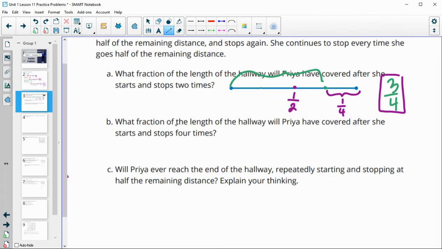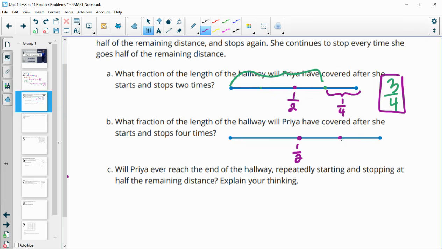So if we take a look at this, what fraction of the hallway will she have left if she starts and stops 4 times? Here she's halfway, so she's got half of it left. Then she's going to stop another half of the way, so now the remaining distance is 1/4. Then she's going to stop again, and half of a fourth is an eighth. So now this amount is 1/8, and then she's going to do it again.